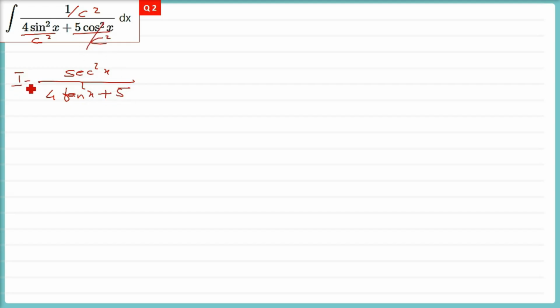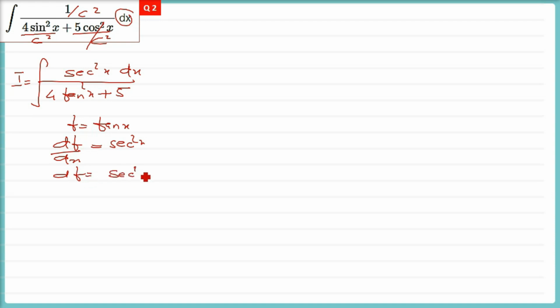Now this is integration. In the previous question what did we do? I told you that the sec square x will come from tan x. So just take t equals to tan x. dt by dx will be what? Derivative of tan x is sec square x. So dt will be equal to sec square x dx. So numerator you got, denominator also you got. This integration will become integration of dt by 4 tan square x plus 5.